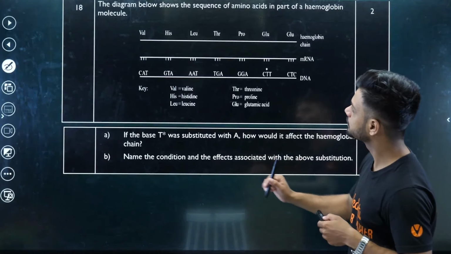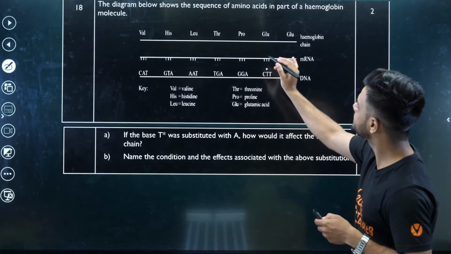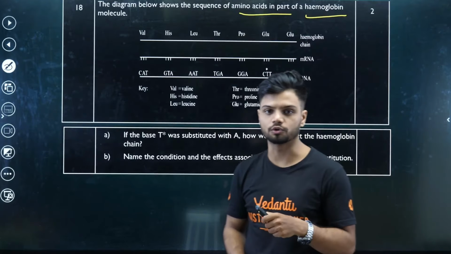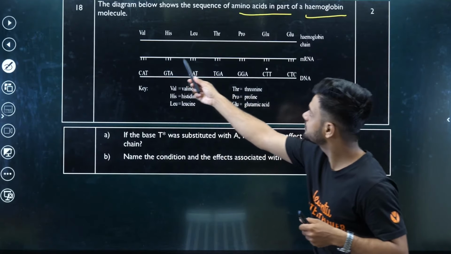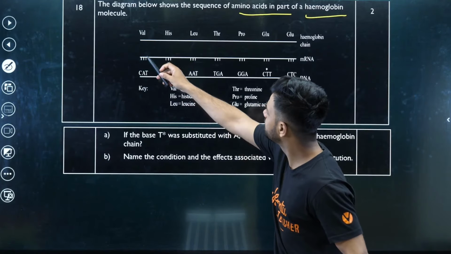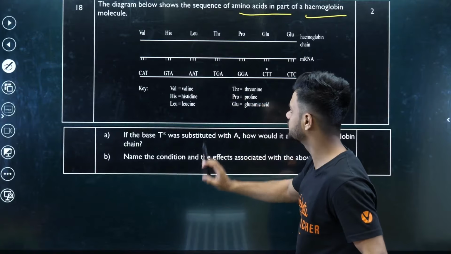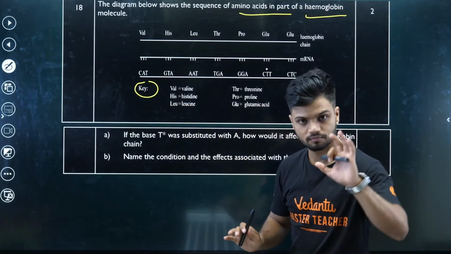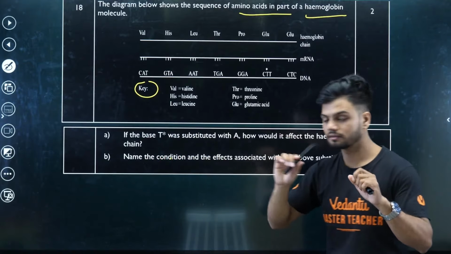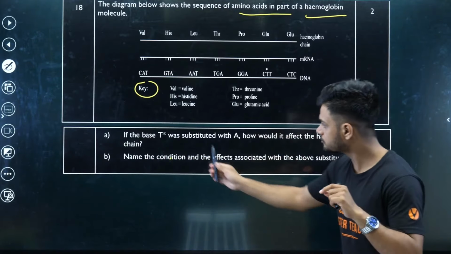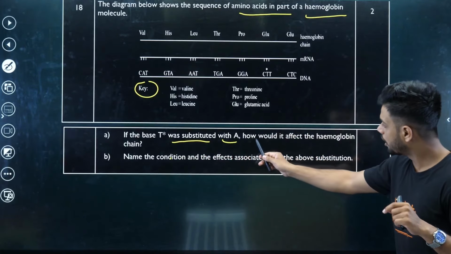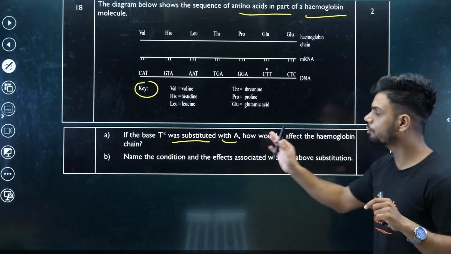The next question is right here. The diagram below shows the sequence of amino acids of part of a hemoglobin molecule. Here we have a complete chain of amino acids for hemoglobin. We have valine, histidine, leucine, isoleucine, everything is given here. The key is also given here. Okay, let's look at the question. If the base thymine, marked with a star, was substituted with A, how would it affect the hemoglobin chain?